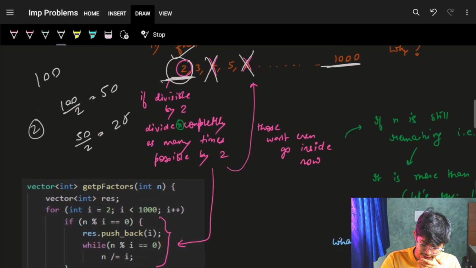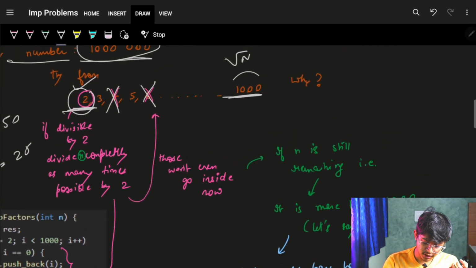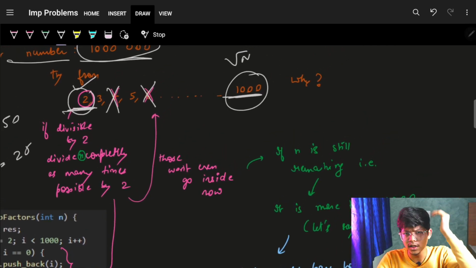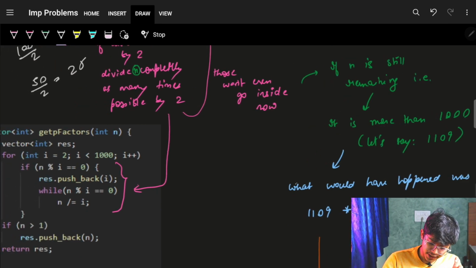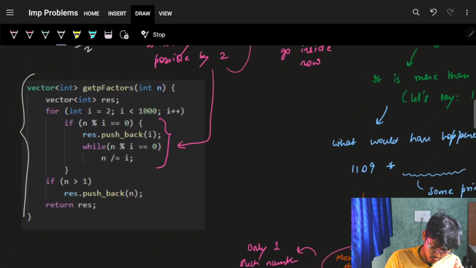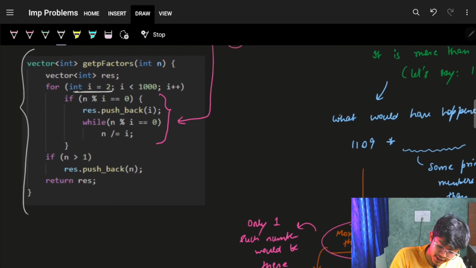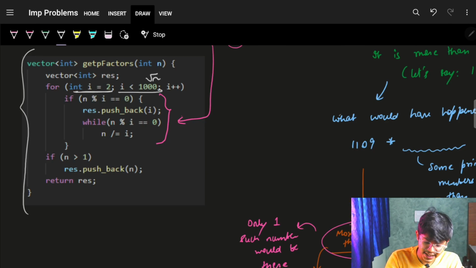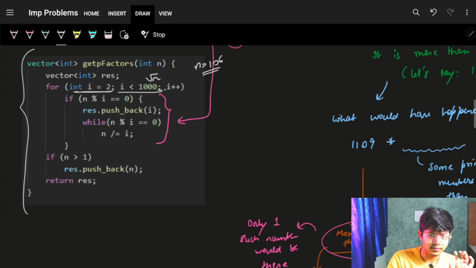Now you will say, okay Aryan, it seems good, but why did you do that 1000 thing and why not go up till the whole n? It's very simple. This for loop is basically the code to get the prime factors, right? So what I'm doing is iterating on my number from 2 up till the square root of n. Here my n is maximum 10^6, so I just hard coded it as 1000, right?